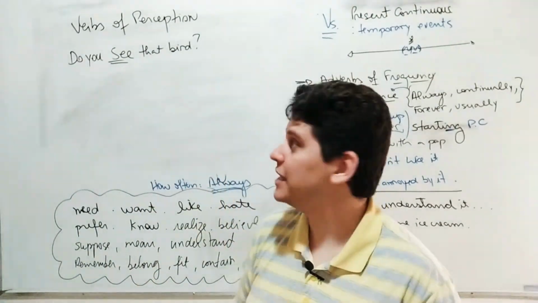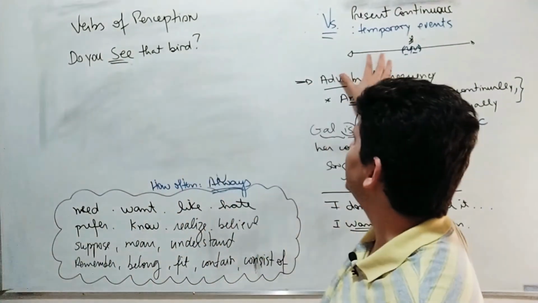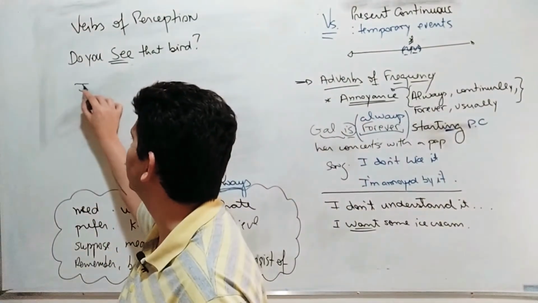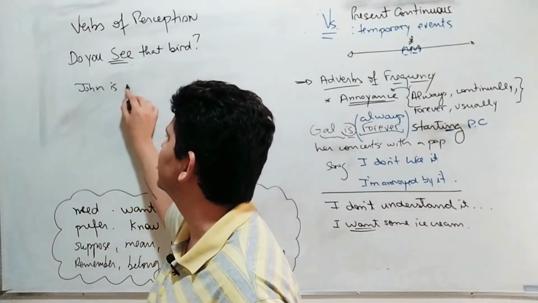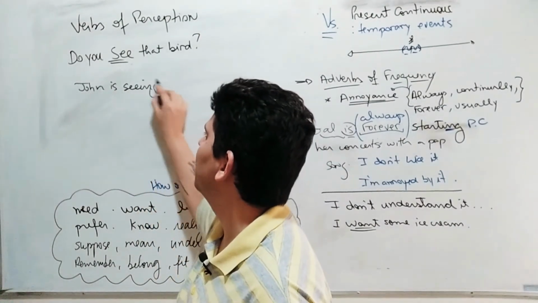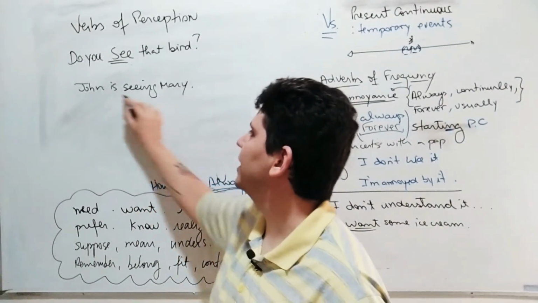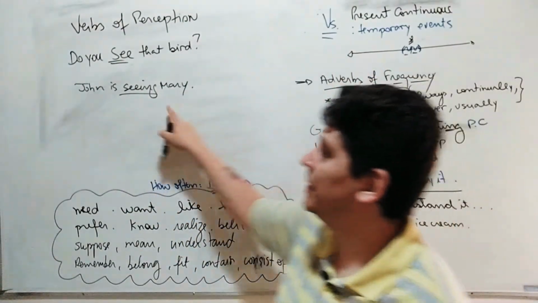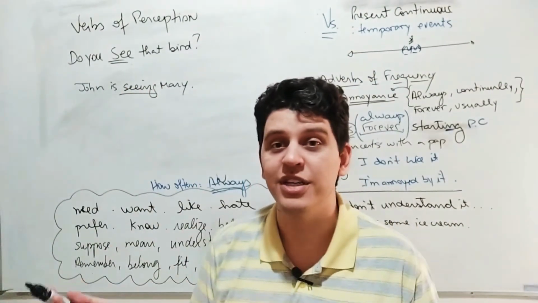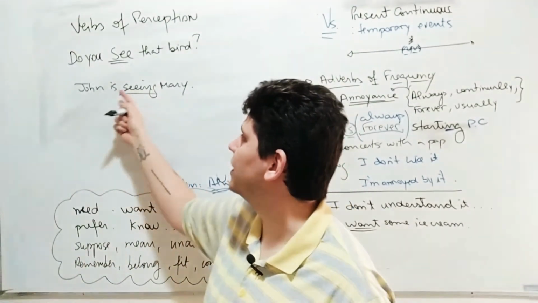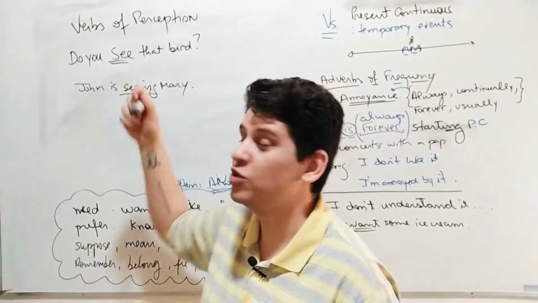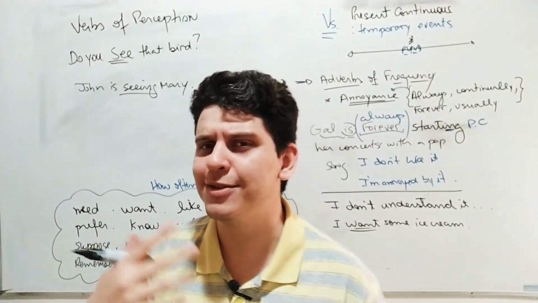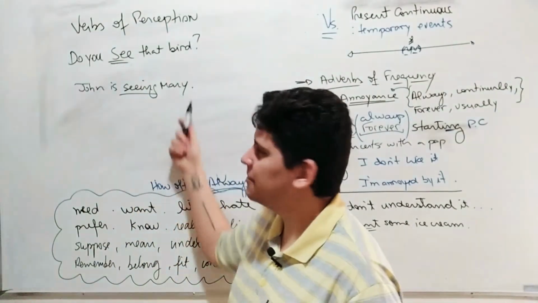Why am I doing this? Because if you use see with ing in a present continuous, it means another thing. For example, John is seeing Mary. Look at that. Now we are using see in a continuous tense, but the meaning here is totally different. This doesn't mean o John tá vendo a Mary. This means o John tá saindo com a Mary. Eles estão se conhecendo melhor, eles estão se pegando. John is seeing Mary.